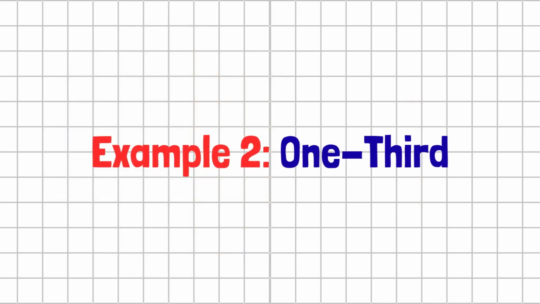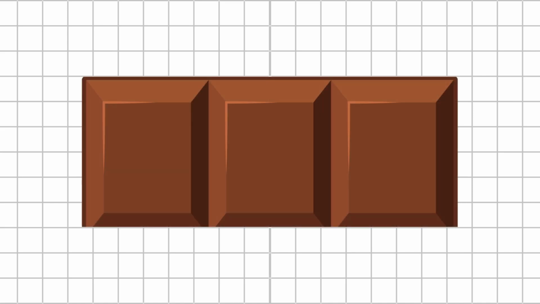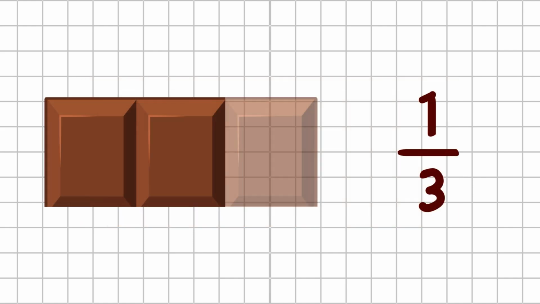Example 2. 1/3. Now take a chocolate bar divided into 3 equal parts. If you eat one part, that means you ate 1/3. Numerator equals 1, you ate 1 piece. Denominator equals 3, total pieces.